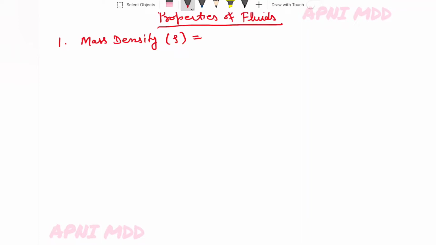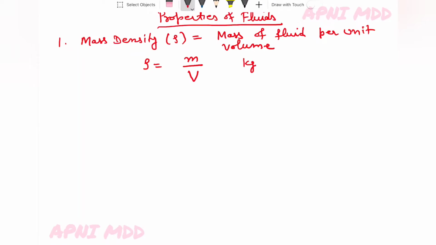Now, it is defined as mass of fluid per unit volume. Okay, so the formula for rho is m upon v. Now, its SI unit is, for mass, the unit is kg, and for volume, the unit is meter cube. So, this is its SI unit for mass density.